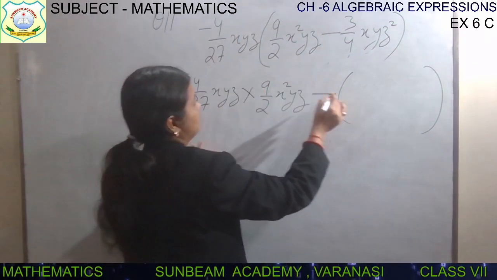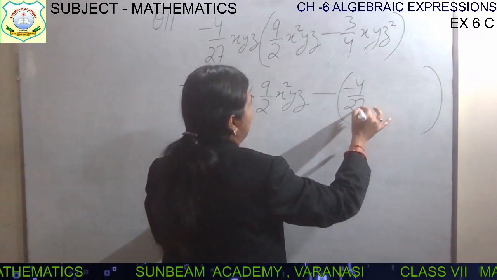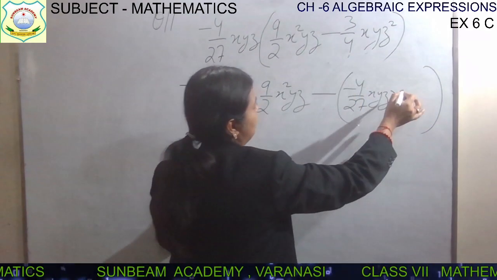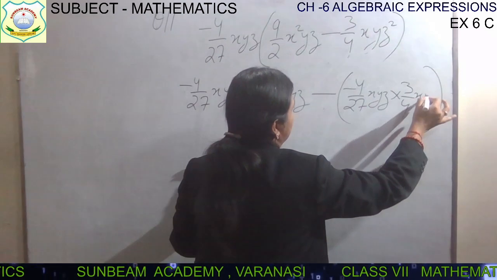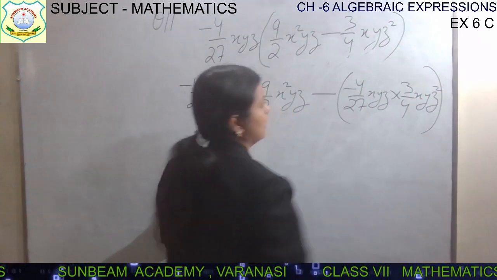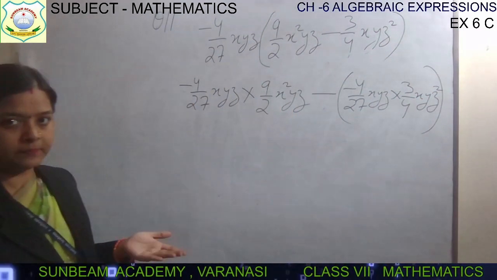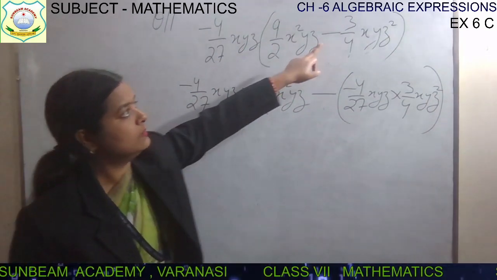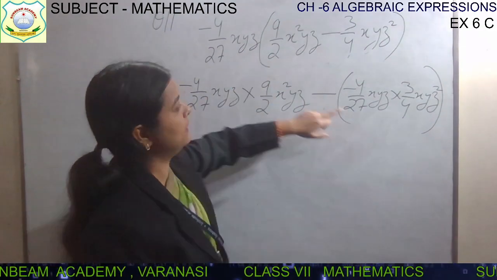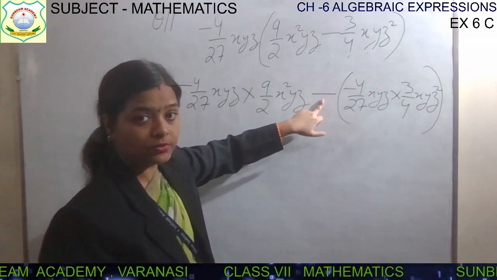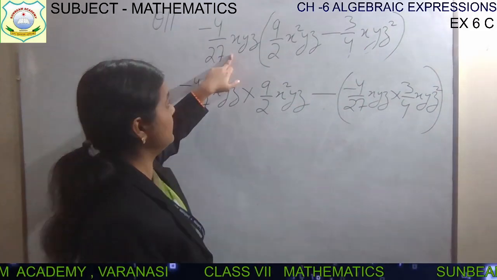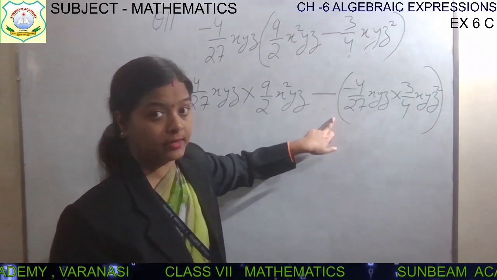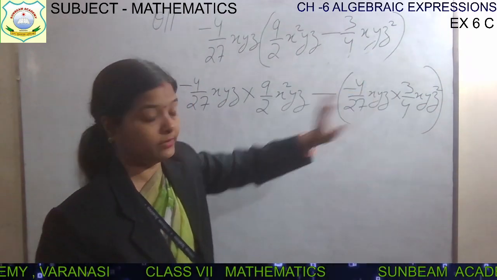Minus 4 by 27 x y z will be multiplied with this 3 by 4 x y z square. Okay, first it multiplied with the first term, and then write down this sign. It is better to write it in a bracket, because this is minus, so write it in a bracket. Multiply this by this, and we will take the positive because this minus is here. Okay, so it's positive right now.